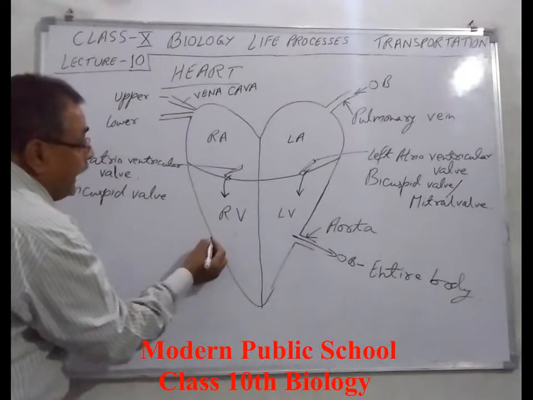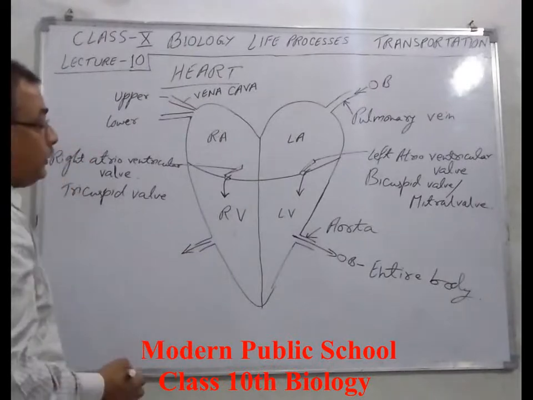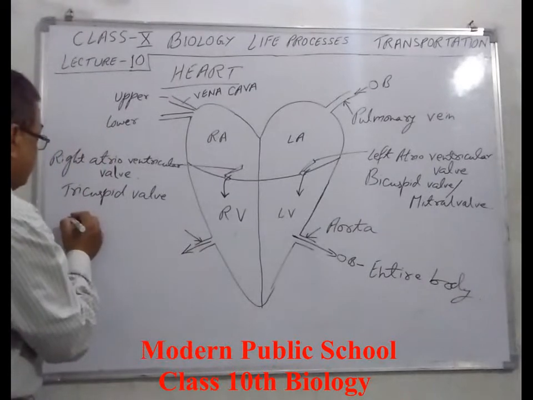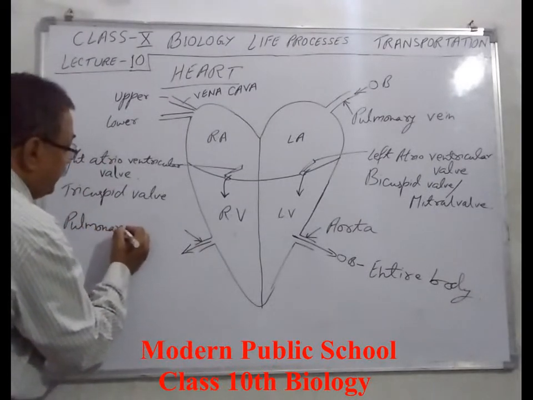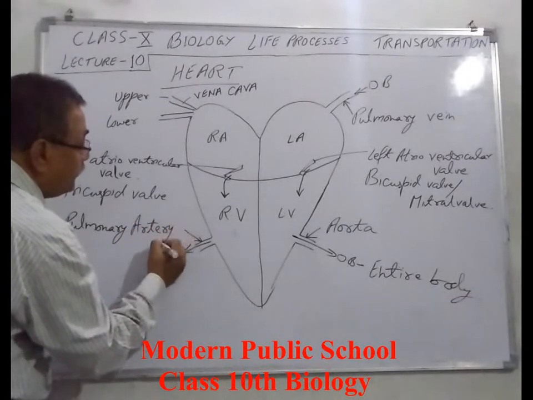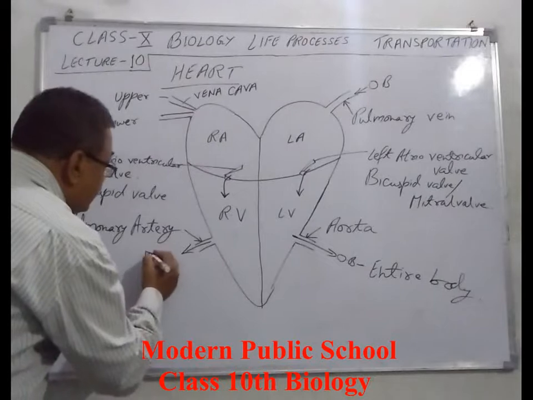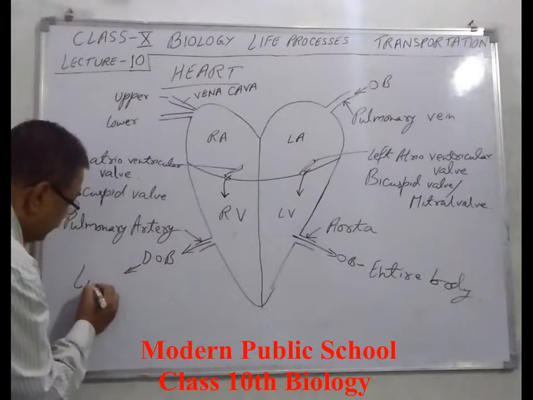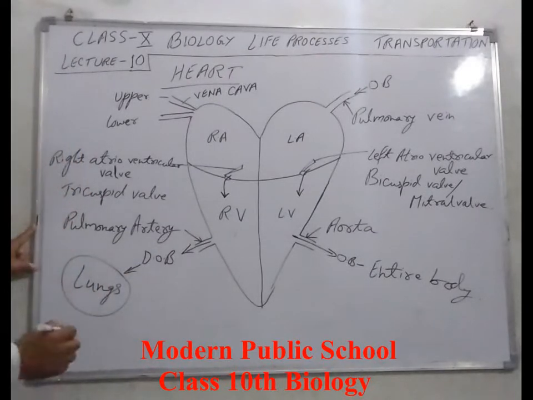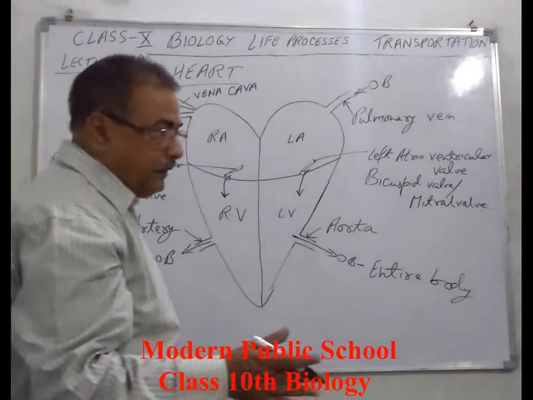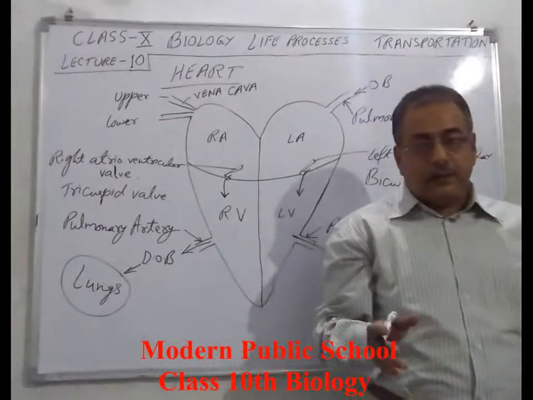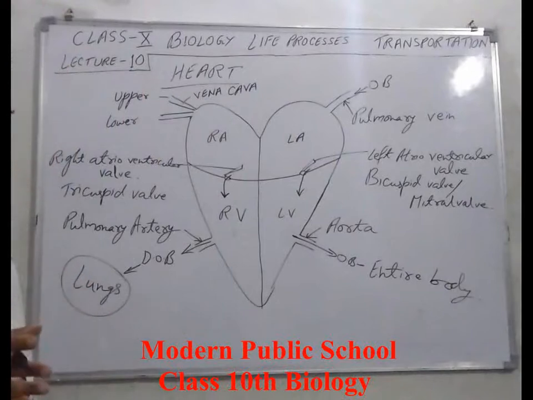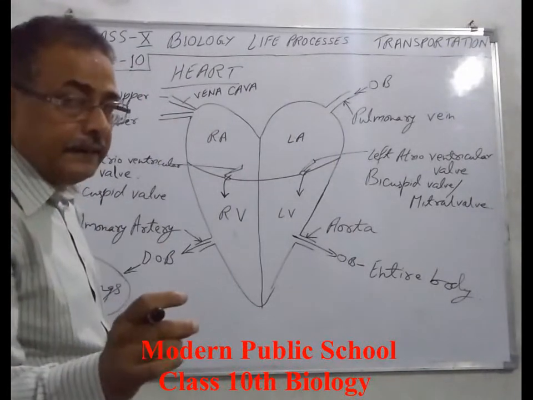Same like here, from right ventricle deoxygenated blood comes out. The tube through which deoxygenated blood comes out is termed as pulmonary artery, and this is deoxygenated blood, and this will go into lungs for oxygenation. In previous topic, in respiration, we have discussed that gaseous exchange takes place at the surface of alveoli, which are small chambers present inside lungs.